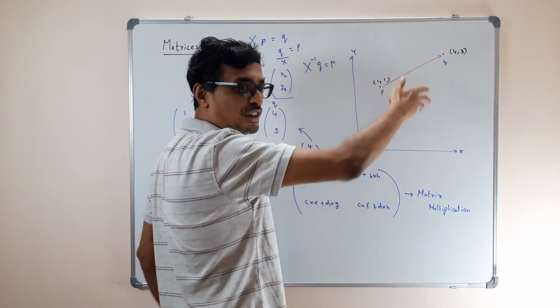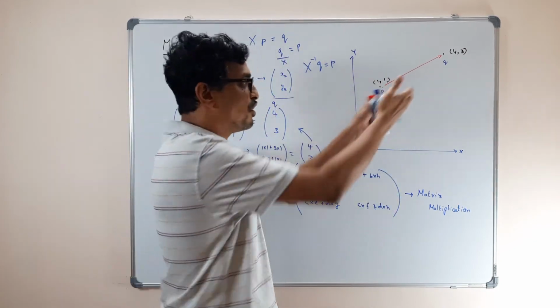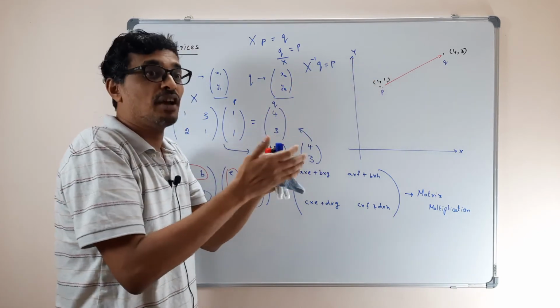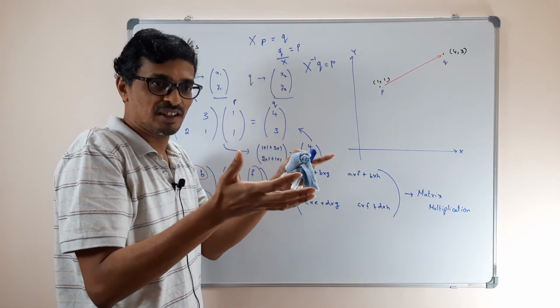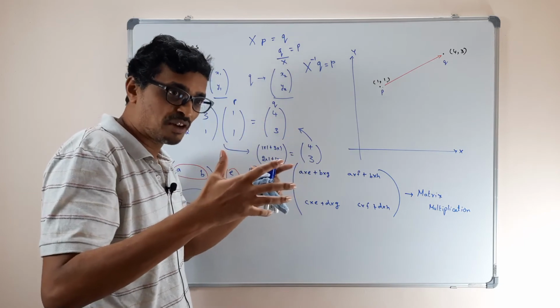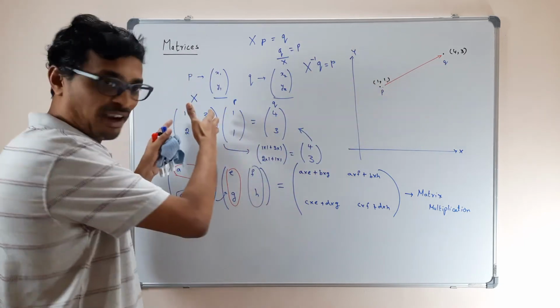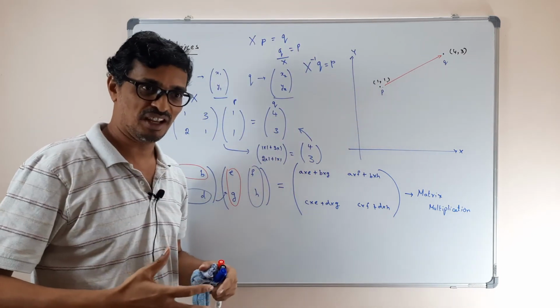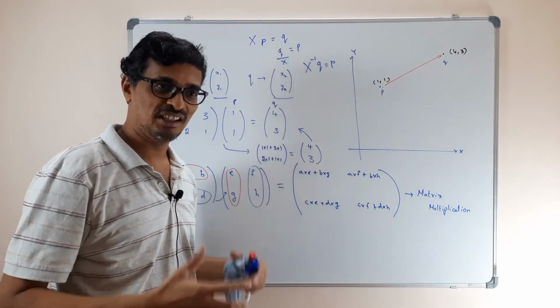Not just for 2 points. If I have a group of numbers rather than just a point, I can always move one group of numbers to another group of numbers by using a matrix, and similarly I can move back from there. So this is a powerful technique to handle such situations.